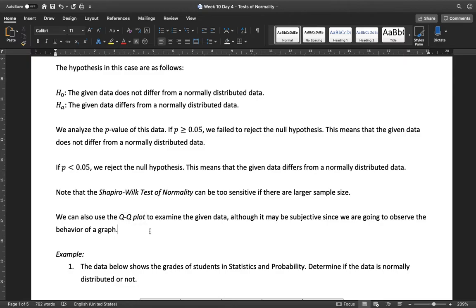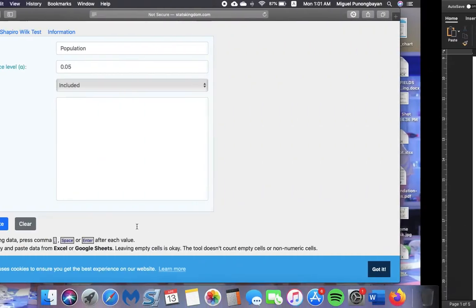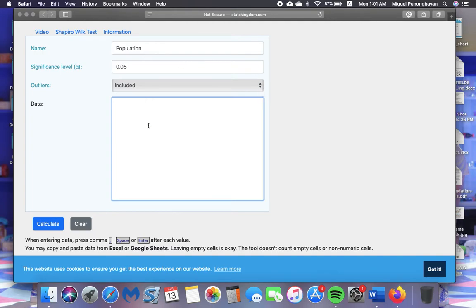So, the QQ plots, we use that to examine the given data. Pero ito, it can be subjective kasi graph siya. So later on, I'll give an example of a QQ plot. Paano nga pala nagkakaroon ng QQ plot? Pag input natin yung data natin dito, meron din siyang ilalabas na QQ plot.